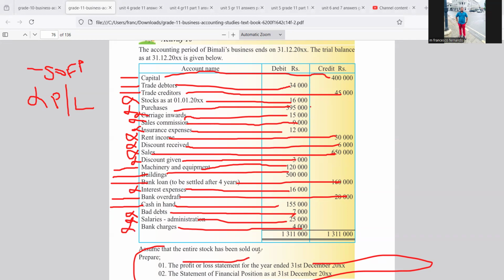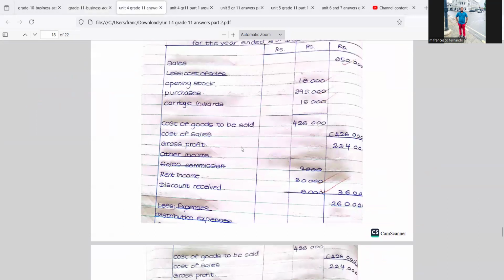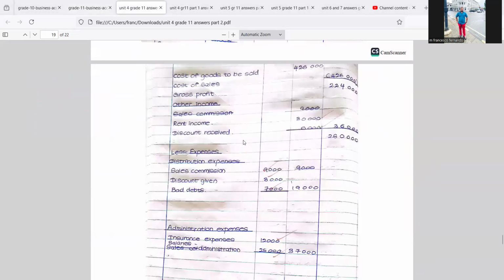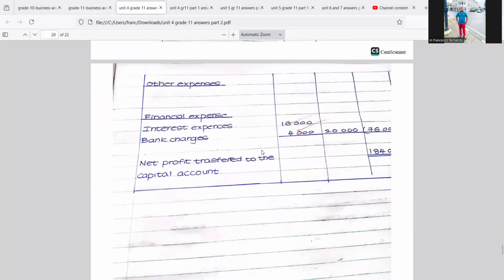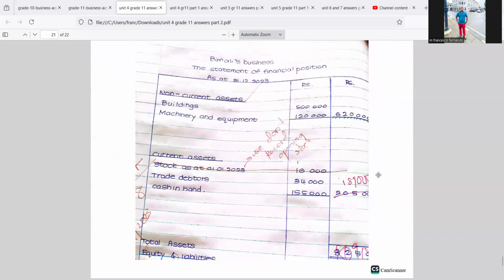Right? Assume the entire stock has been sold out, meaning closing stock is zero. Closing stock is zero. So then what you can do, you can record it in a format like this. This is the PNL part, profit or loss. So you will get a net profit of 184,000 and the expense total is 76,000. And then this is the SOFP.